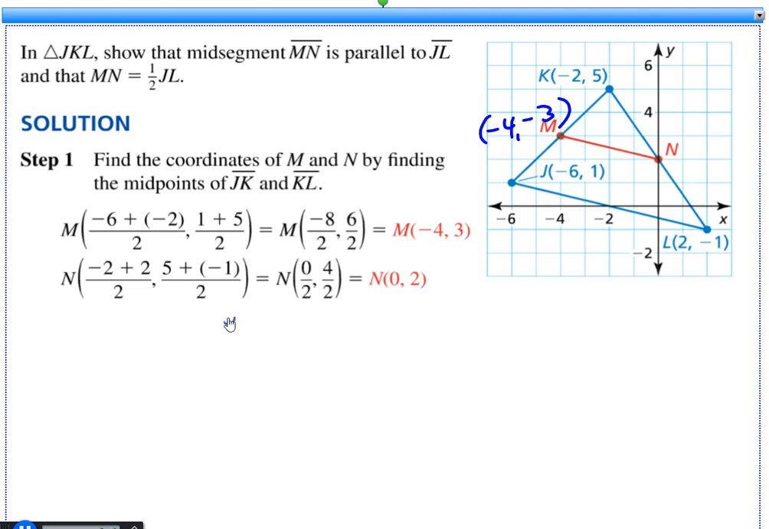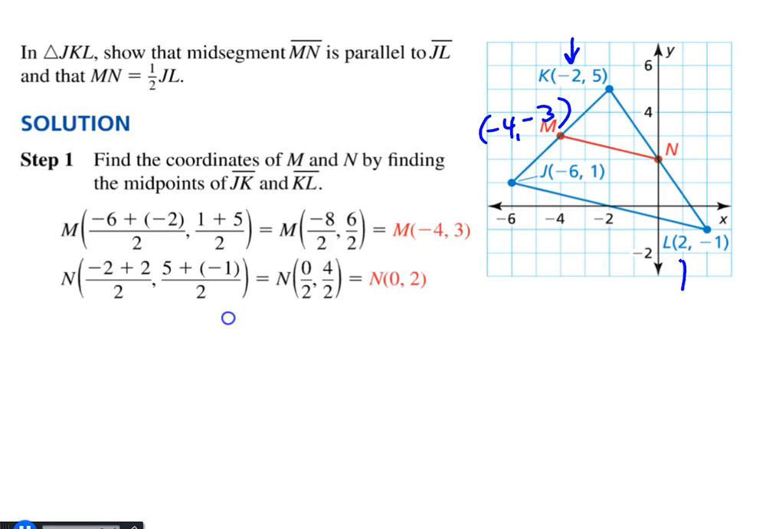We're going to do the same thing for N. We add K and L's endpoints. So we add -2 and 2 and divide by 2, and 5 and 1 and divide by 2. Remember that you are essentially just adding the x values and dividing by 2, and then adding the y values and dividing by 2. And we get (0, 2) for the ordered pair for N.